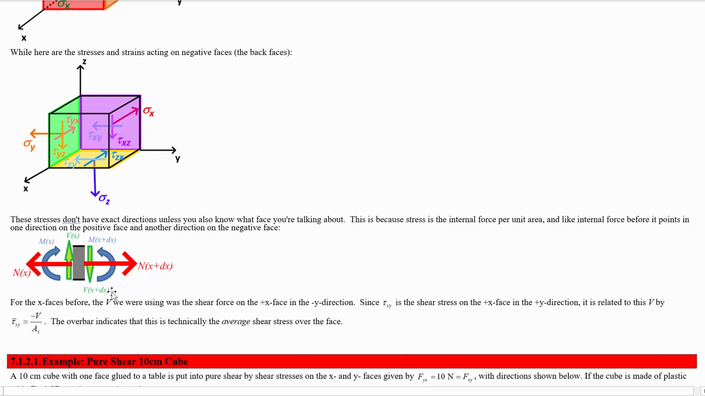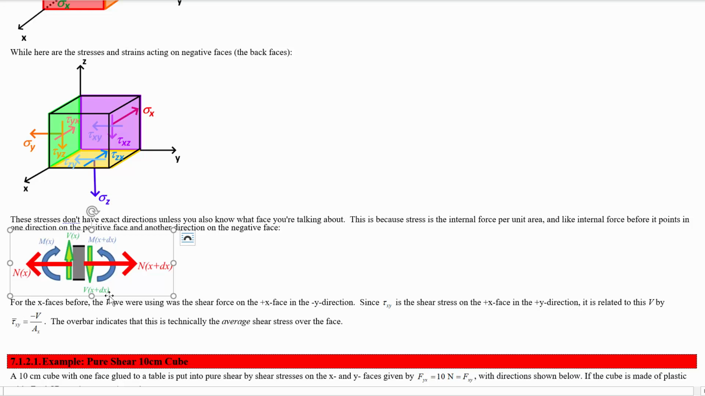Notice also that the shear force we defined before, this V, was on the positive x face in the negative y direction. So this is related to negative tau xy. Just keep that in mind when you draw out the shear forces across beams: if you want to relate that to the shear stress, tau xy is defined as on the x face in the positive y direction.